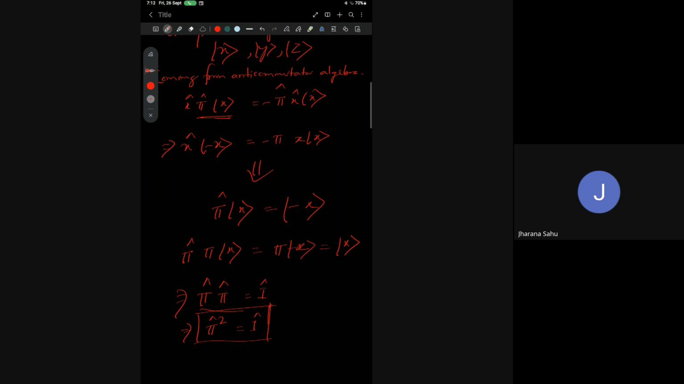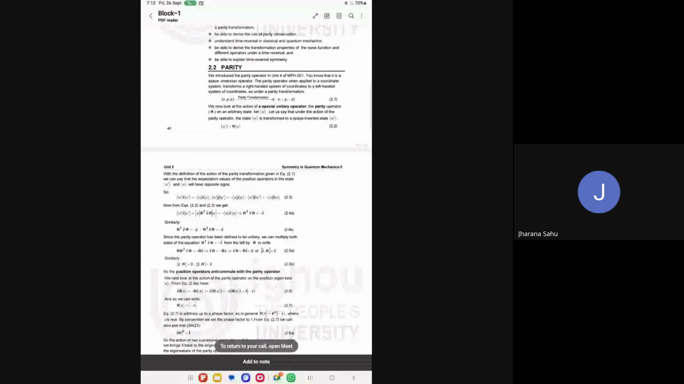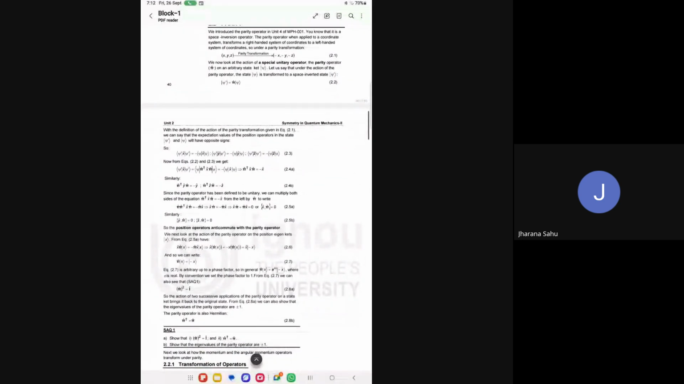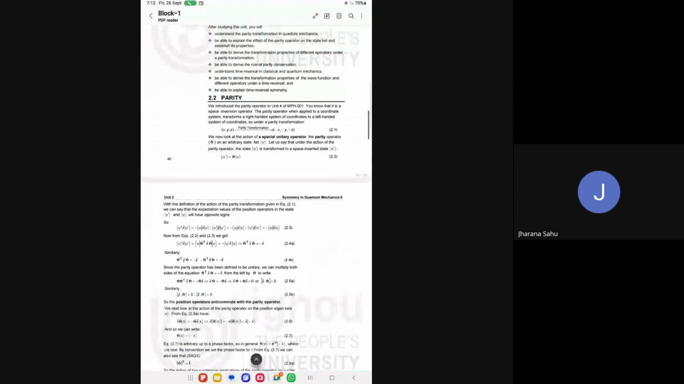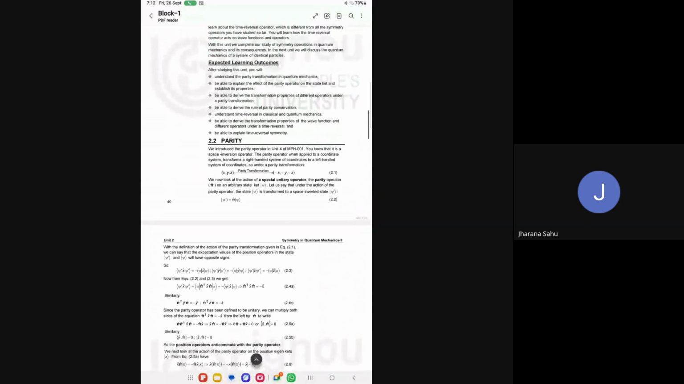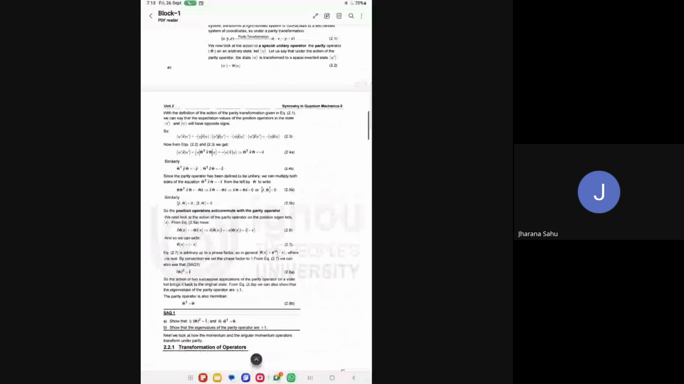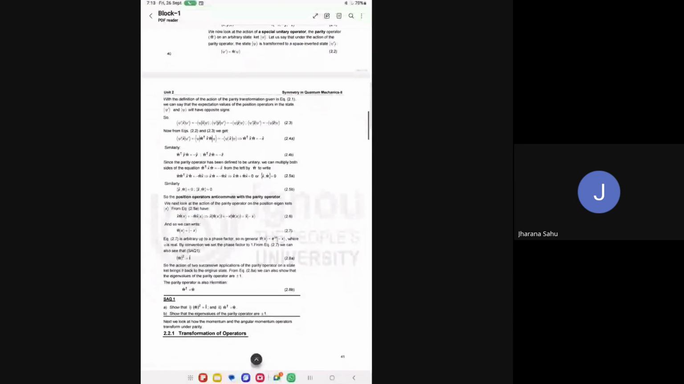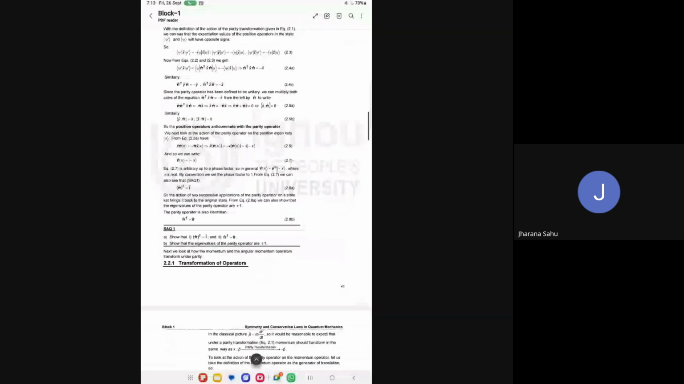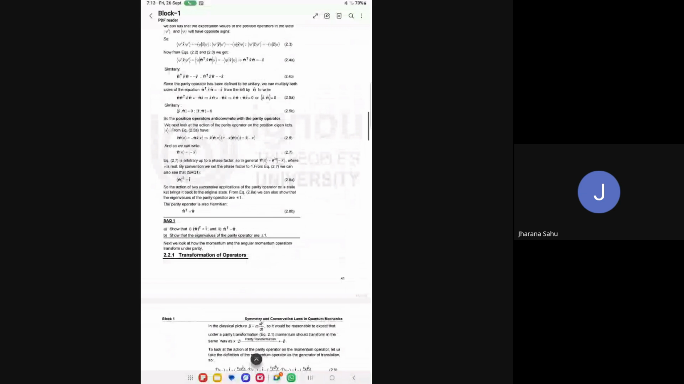If we go to the block one, chapter two, parity operator, page number 40, I suggest all of you go through page number 40 and 41. And if you have any doubt, you can ask. Otherwise, I'll move over to the next transformation operator using parity.